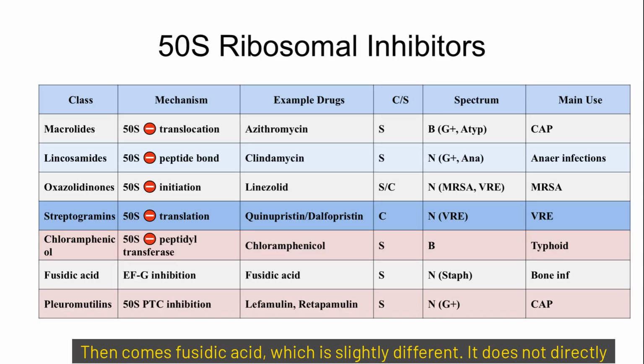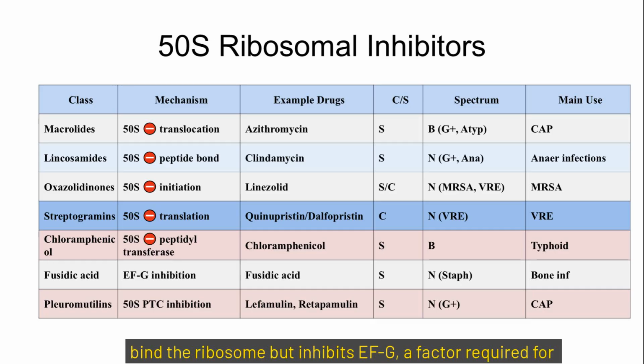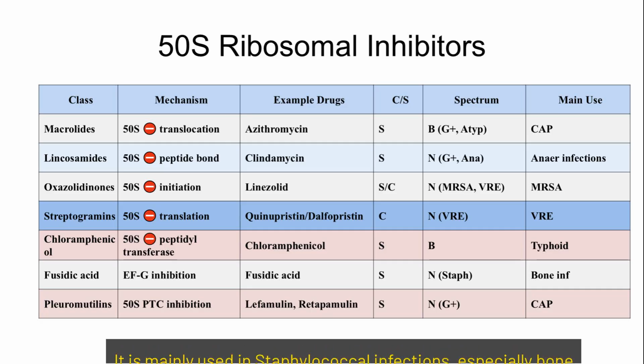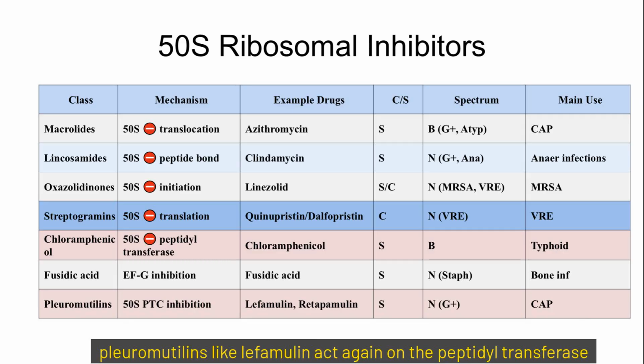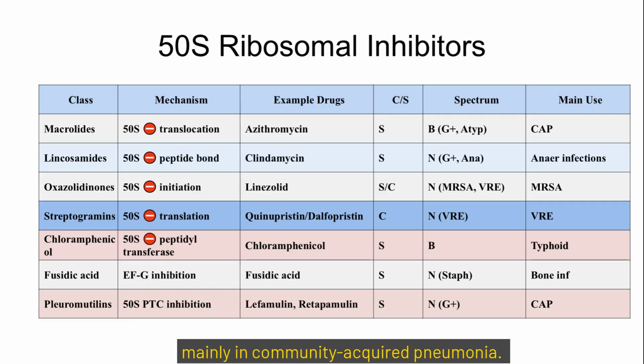Then comes fusidic acid, which is slightly different. It does not directly bind the ribosome but inhibits EFG, a factor required for translocation. So indirectly, it still blocks protein synthesis. It is mainly used in staphylococcal infections, especially bone infections. Finally, pleuromutilins like lefamulin act again on the peptidyl transferase center, PTC, but at a unique site. These are newer drugs and used mainly in community-acquired pneumonia.